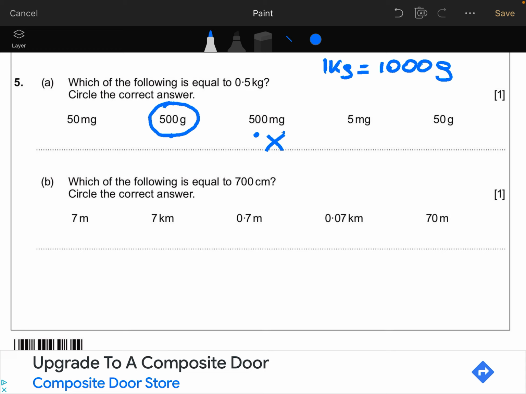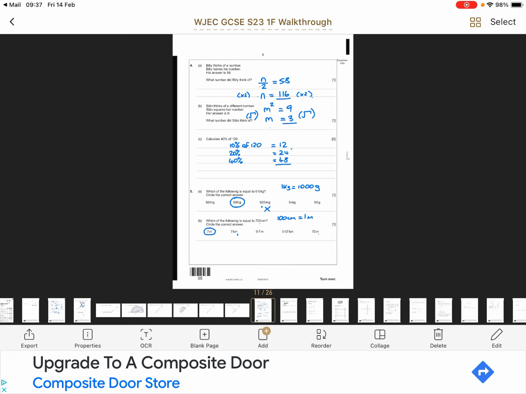Which of the following, for part B, which of the following is equal to 700 centimetres? Well, there's 100 centimetres in a metre. So 700 centimetres must be 7 lots of a metre, which will be that one there. Being careful that I don't pick 7 kilometres, or possibly 70. They're very similar answers, aren't they? But you've got to be very careful about the unit and the number. Okay, and we finished question 5.